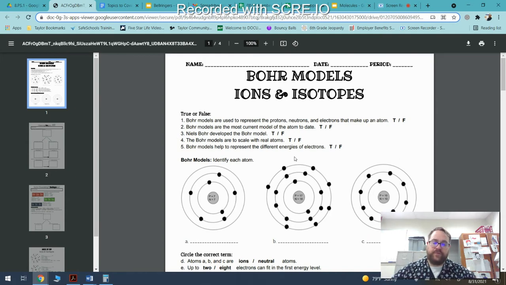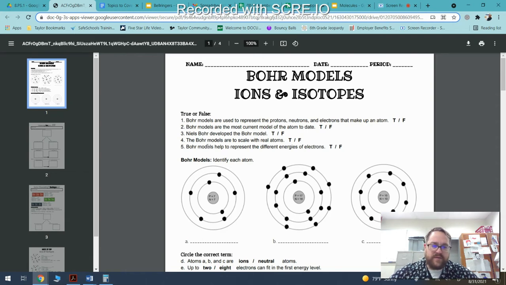Bohr models are to scale with real atoms. Well, that's clearly not true. Real atoms are not visible to us, and these are very visible. These are just blown up versions, so they're not to scale. So that one will be false. And again, we did do all these together in class, so that's why I'm just giving you the answer. It's almost like a little mini lesson.